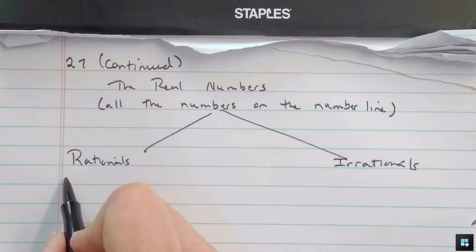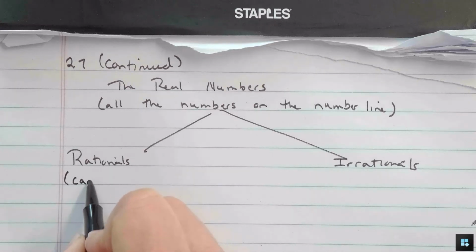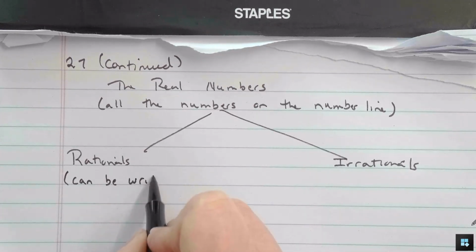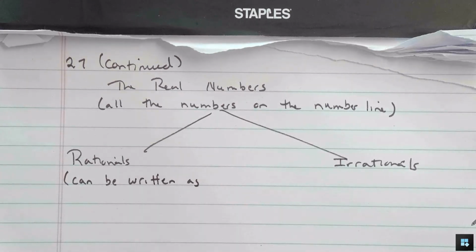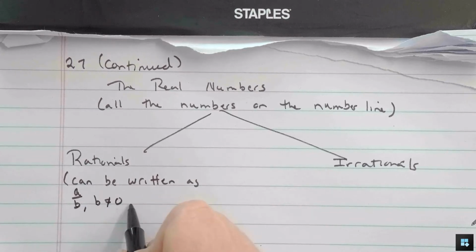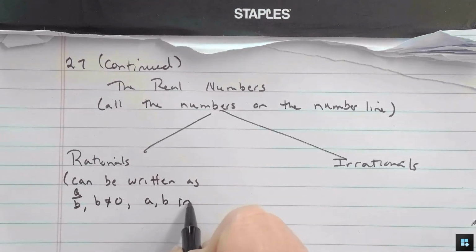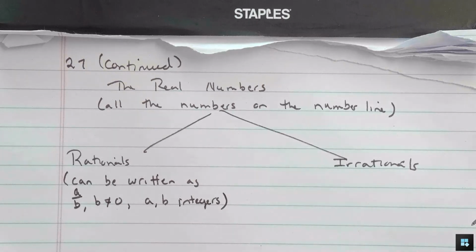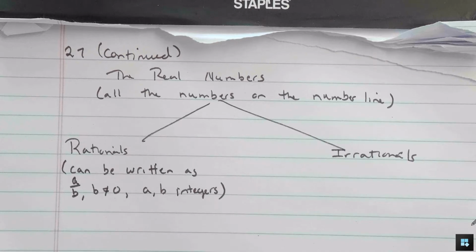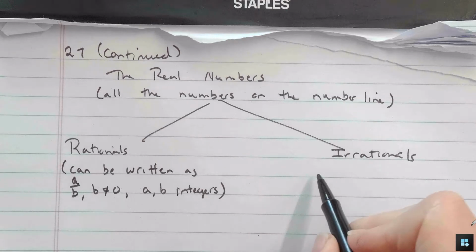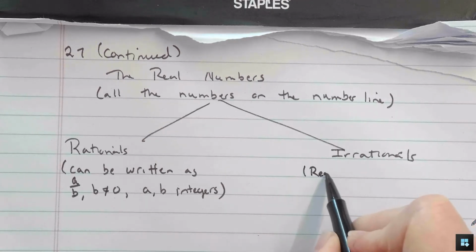Remember, the rational numbers can be written how? How can the rational numbers be written? Go ahead. As fractions, where a divided by b is your fraction, b is not 0, and a and b are integers. So the irrational numbers definition is real numbers which are not rational.